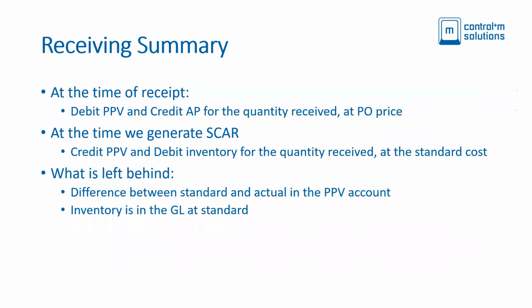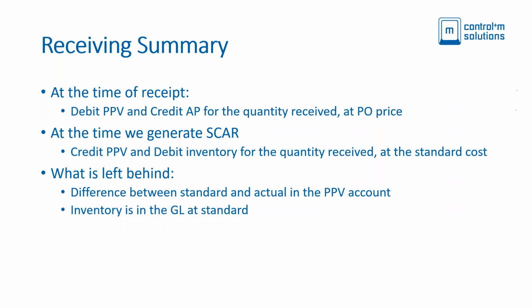So we've covered a lot of ground here since we went through the transactions. I just want to do a quick summary of the transactions for receipt. At the point of the physical receipt of goods, we immediately debit PPV, which is assigned at the PO type, and credit AP. And that's the PO cost and the quantity received. And when we generate SCAR, we're going to end up crediting PPV and debiting inventory at standard. And this helps us manage the price variance by exception.